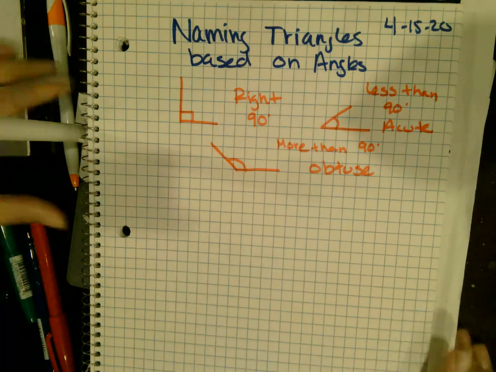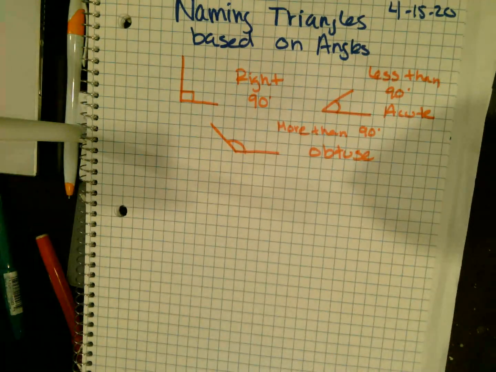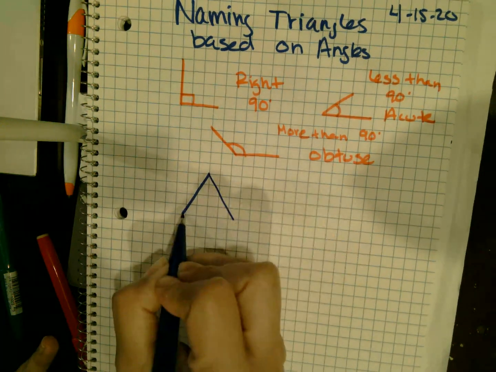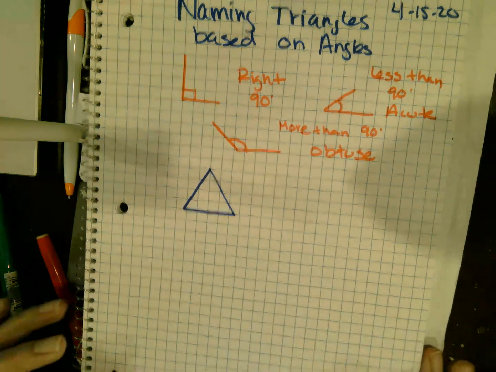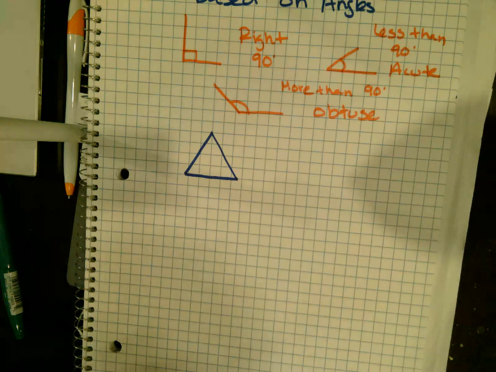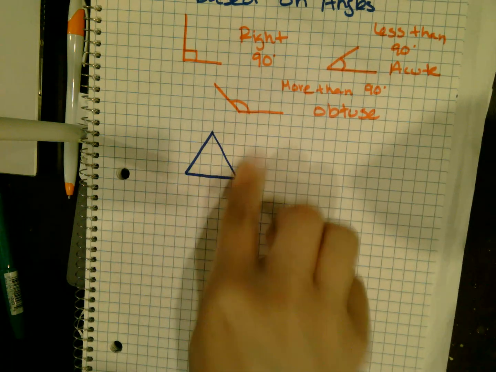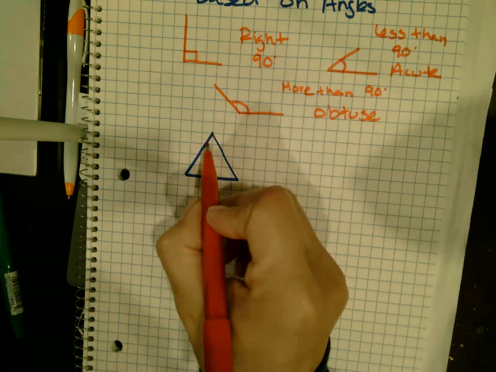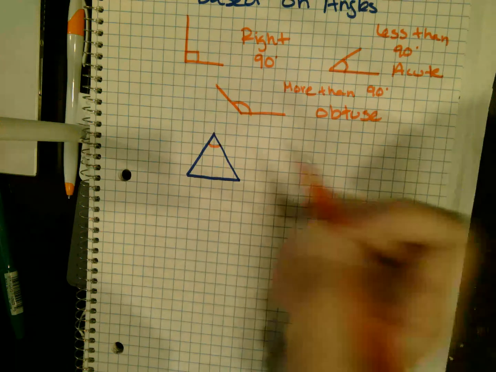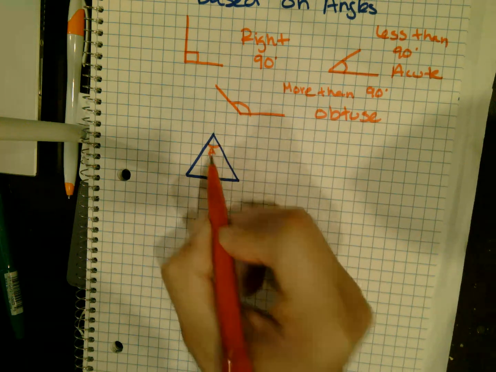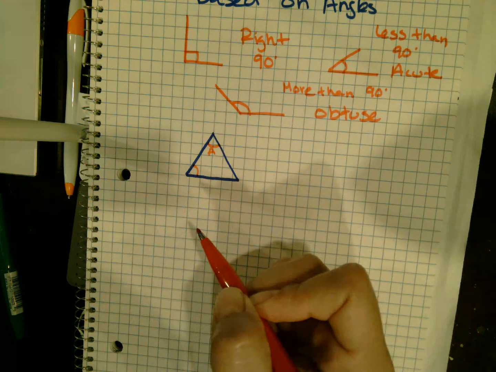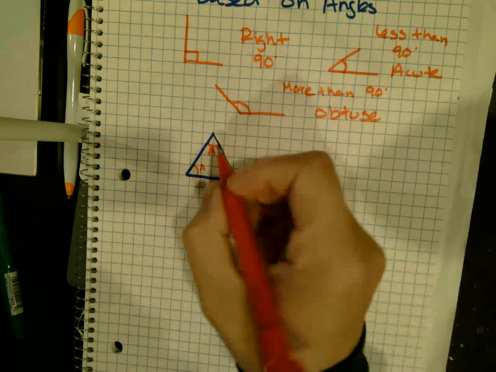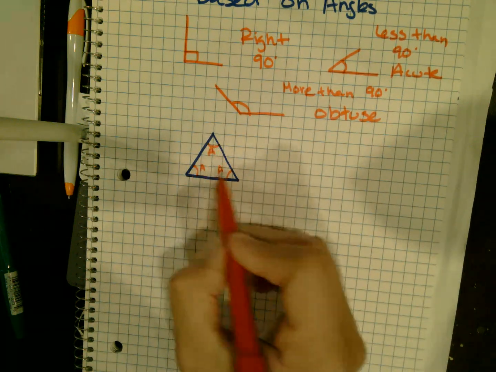Okay, so this is how it works. So we're going to take this angle right here. Now, what you do is you look at all three angles, all of them, not just one, all of them. So, what kind of angle is this one? That's an acute. I'm going to put a little A for acute. What kind of angle is this one? Also acute. Put a little A for acute. What kind of angle is this one? That's right, it's also acute. So we have three acute angles in this triangle.